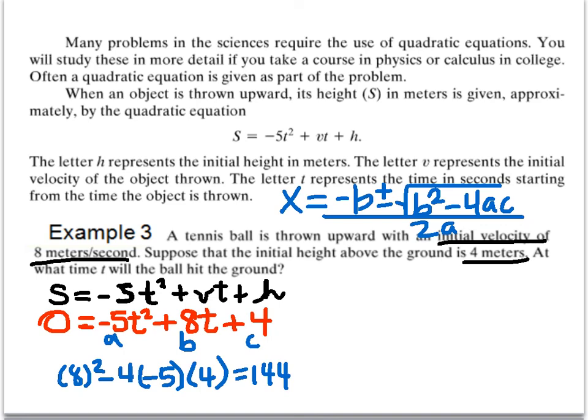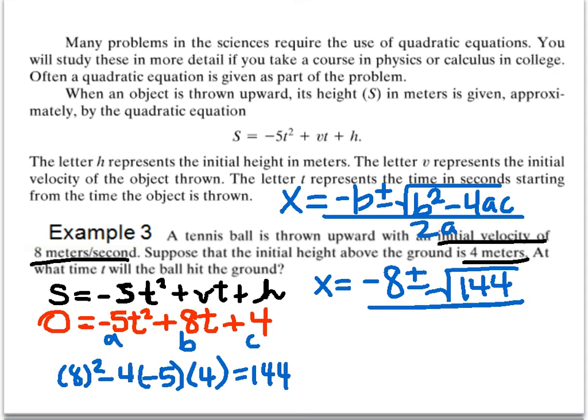So now, going back to my quadratic formula, I've got x equals the opposite of b. So since b is a positive 8, I'm going to use negative 8, plus or minus my discriminant, which I found to be 144, the square root of that, all over 2 times a, and since a is negative 5, that will be negative 10. Now I know that the square root of 144 is 12, so this is going to be x equals negative 8 plus or minus 12 divided by negative 10. And now I'm going to go to the next slide in order to finish working this out to give myself some more room.